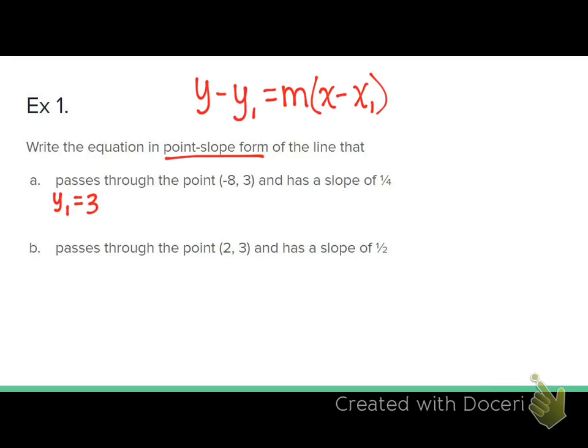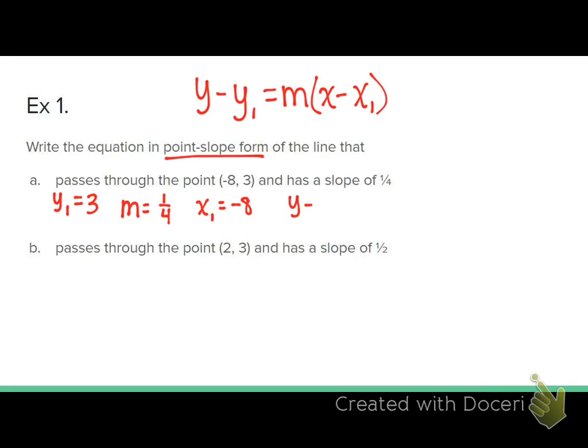Okay, what about my m? What'd they give me for m? 1/4. They gave me that as my slope. What about my x1? Negative 8. So I'm going to rewrite this same equation that I wrote on the top of the slide. It's in that box of notes we just did on the last slide. And all I'm going to do is replace y1, m, and x1.